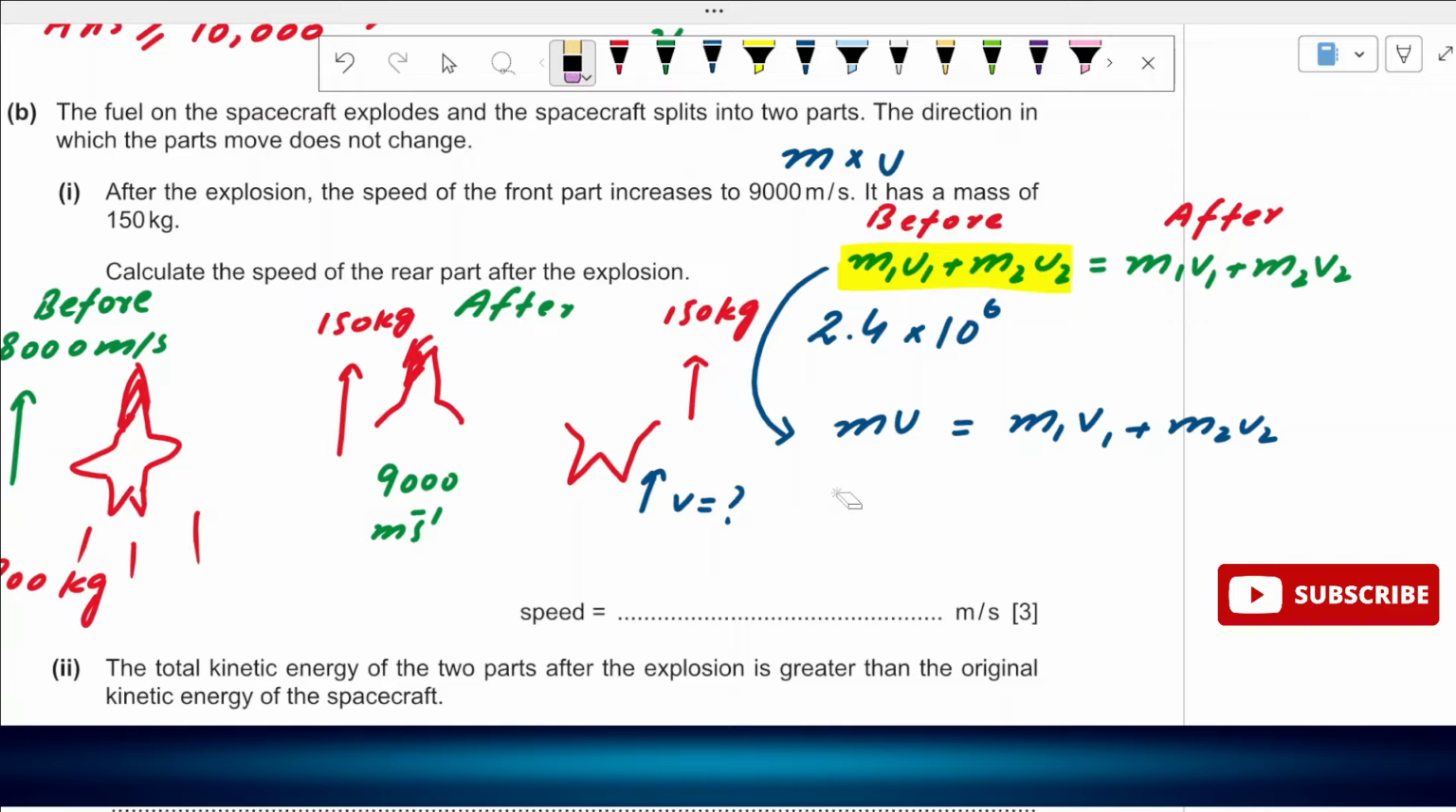So the momentum before the explosion was 2.4 into 10 to the power 6. Do we have the mass of the first part? Yes, 150. Do we have the speed of the first part? Yes, 9,000. Plus m2, do we have the mass of the second part? Yes, 150. Do we have the speed of the second part? No, we don't. So I'm going to write v2 as it is. In the next step, just calculation, just mathematics from here.